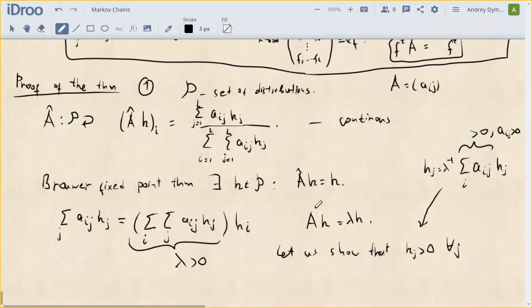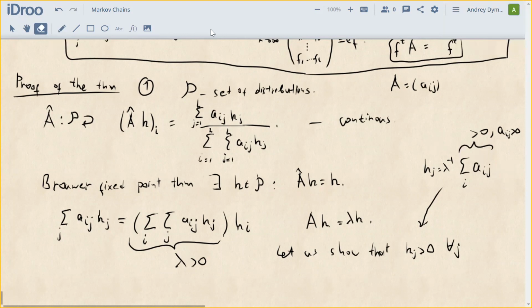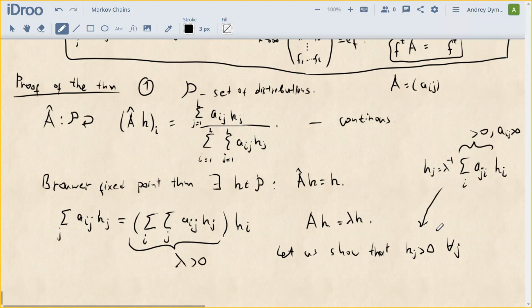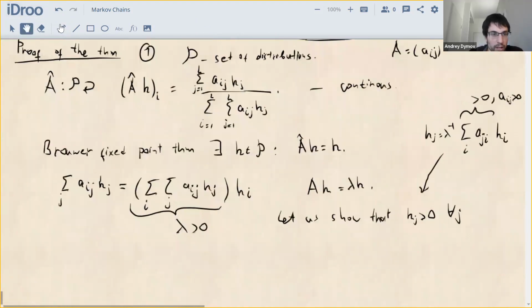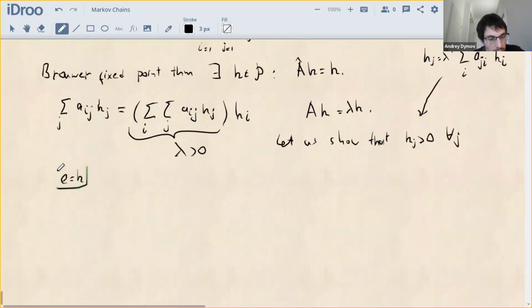I think that the last sum is by J, not by I. Yes, the sum that we used to show the positivity. Yes, thank you, this should be like that here, H_i, and here, you're right, this is A_ji, right? Because I need the component. Thank you. So look, we have found the right eigenvector. So E equals this H.